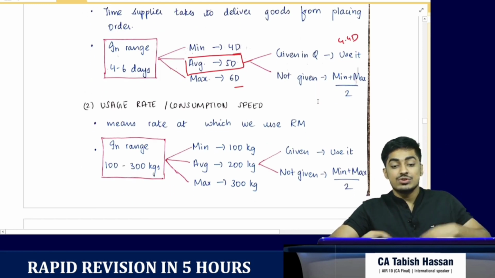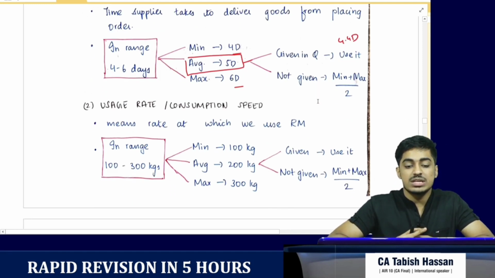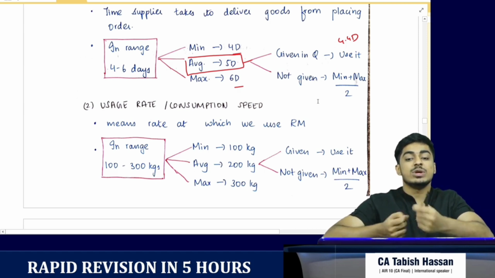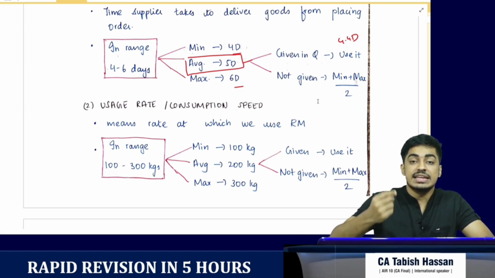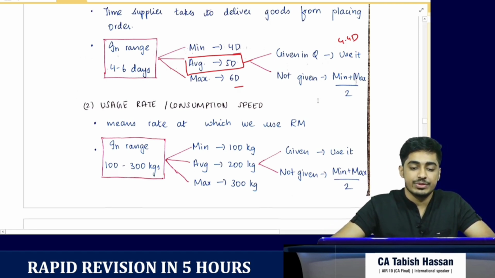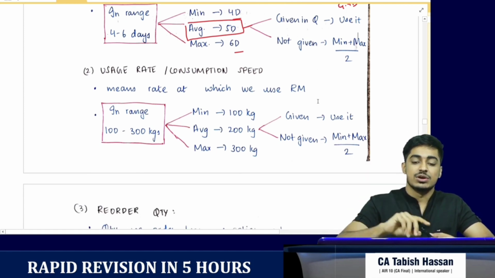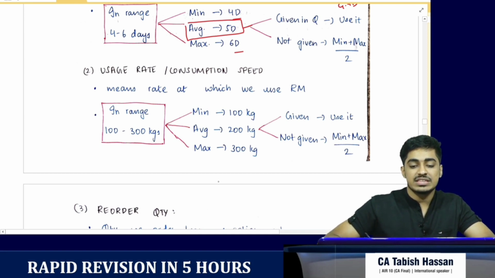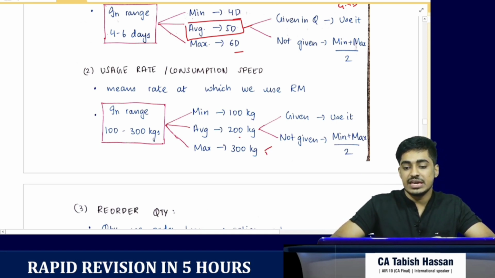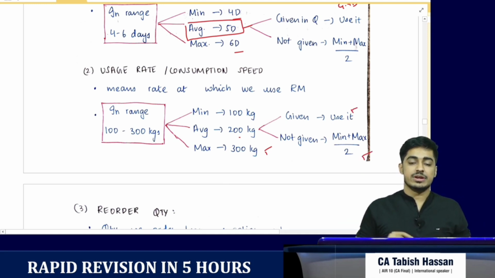Okay. Next, we have the usage rate or consumption speed. What does it mean? It is the rate at which we use the raw material. That is, daily I'm using 100 kg of raw material. If it is given in a range, say for example 100 to 300 kg, again we take the minimum, average, and maximum. Minimum is 100 kg, maximum is 300 kg, average, again, if it is given in the question, use it. If it's not given, do minimum plus maximum divided by 2.